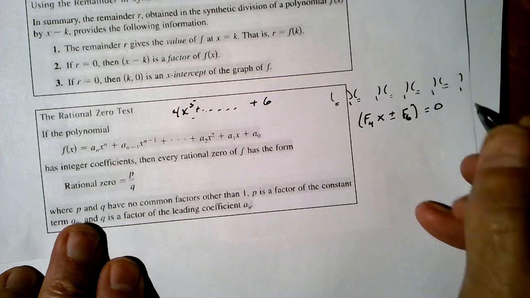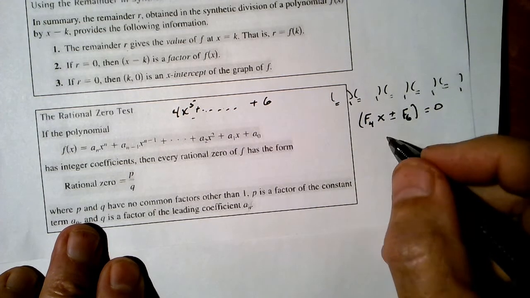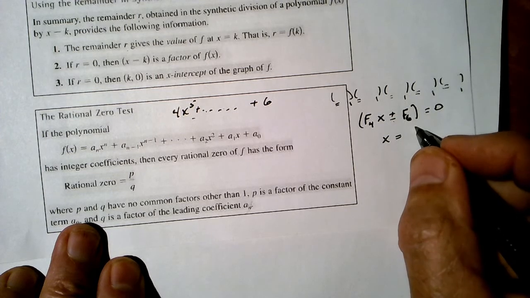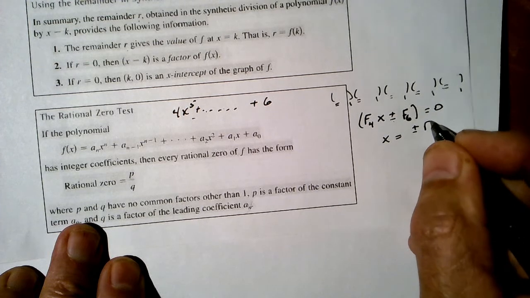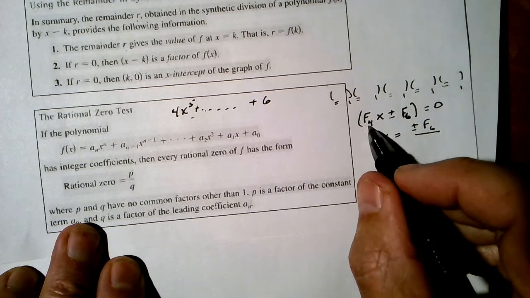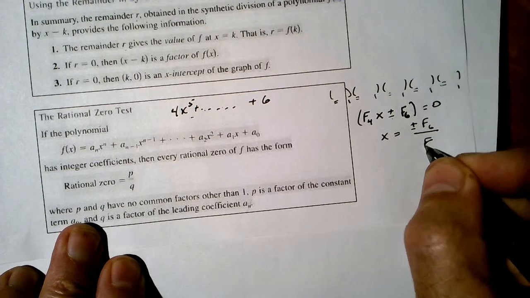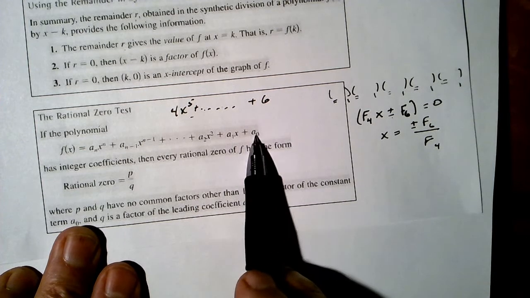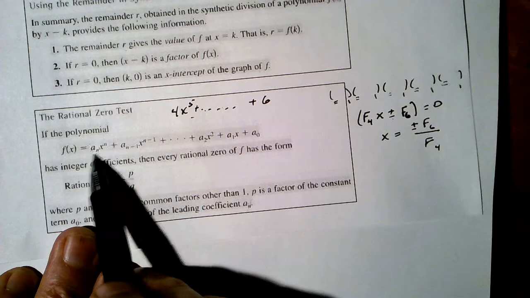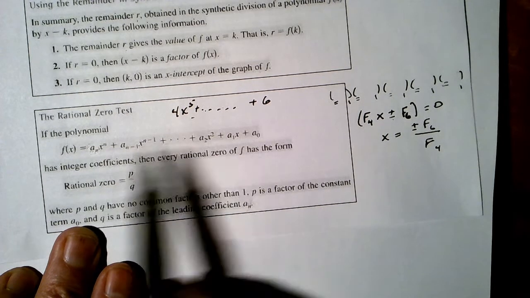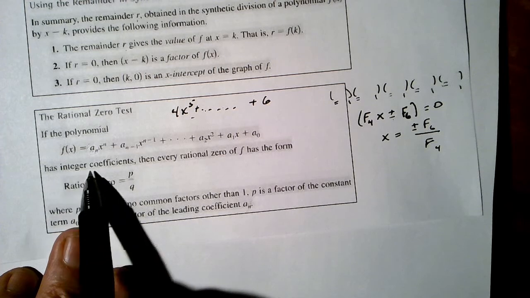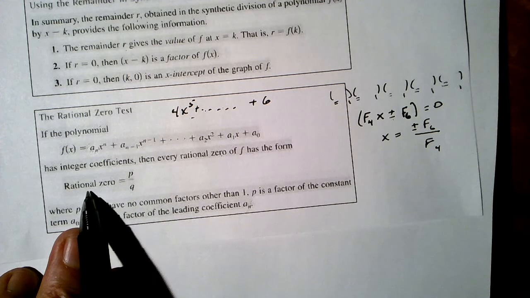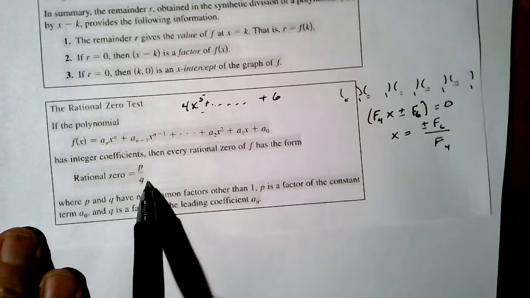Now if I set that equal to 0 and solve for x, I would either add or subtract the factor of 6, so that's plus or minus, and then I would divide by a factor of 4. It's the factors of this constant term divided by the factors of that lead coefficient. That's what they're talking about here. It says if f has integer coefficients, then every rational zero of f has the form p over q. Watch this.